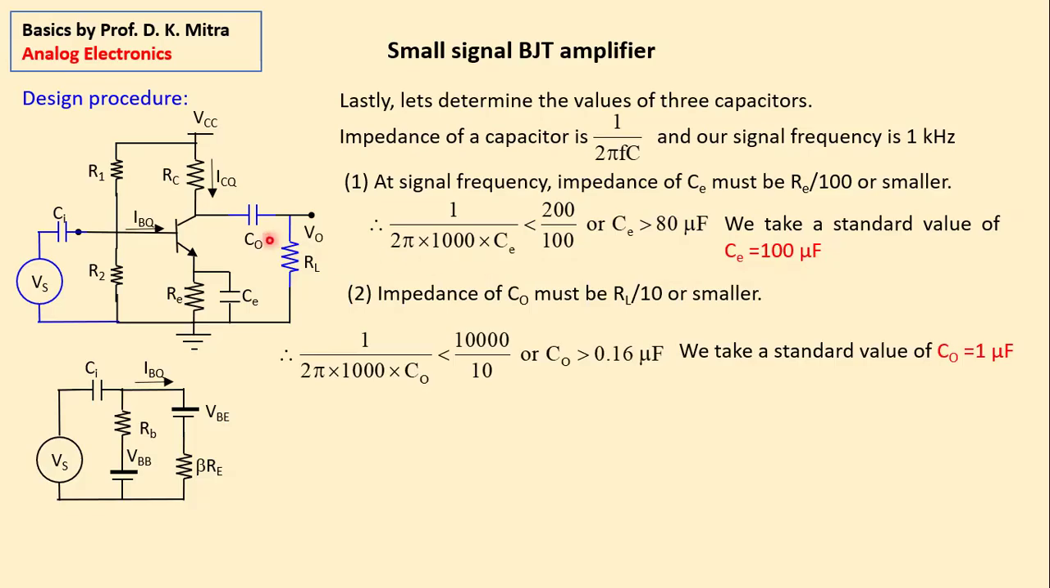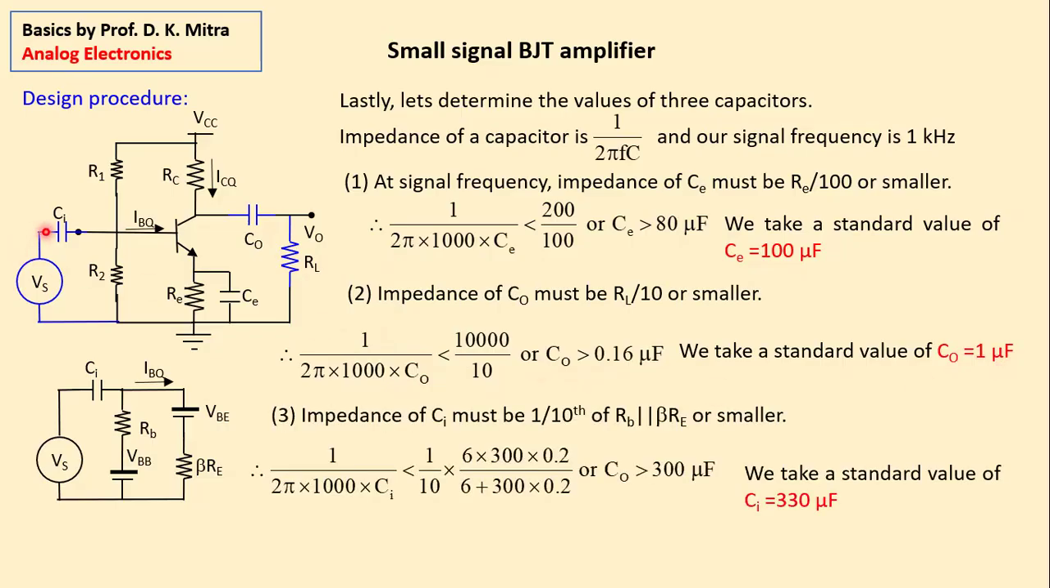Next, impedance of CO. We said earlier in our last lessons, impedance of CO must be 1/10 of RL or less. Then applying the same calculation, we found CO is 0.16 microfarad, right? So we go on a higher side because that is always a safer side. We take 1 microfarad, right?